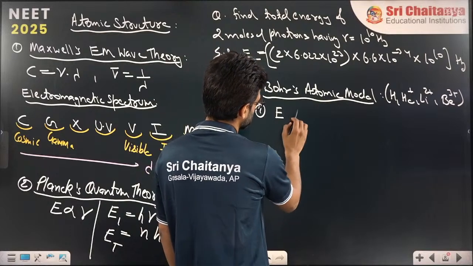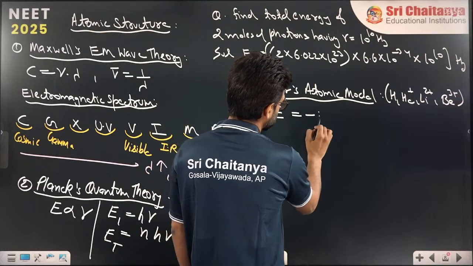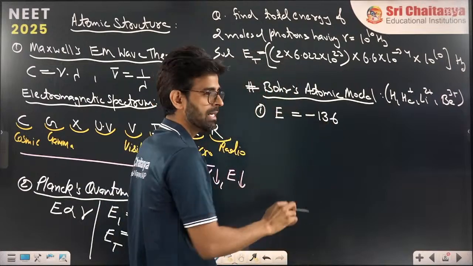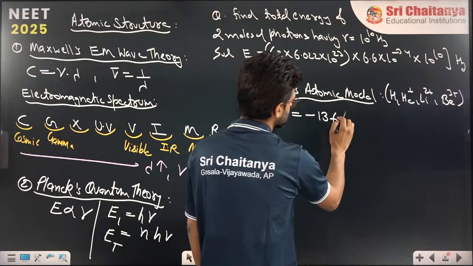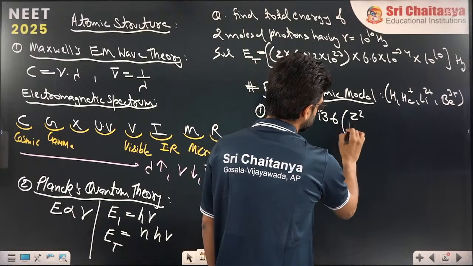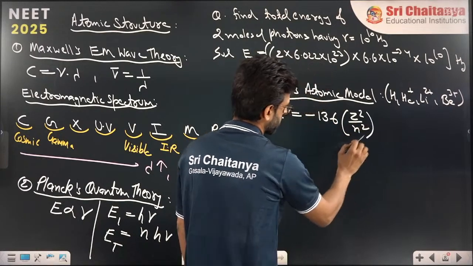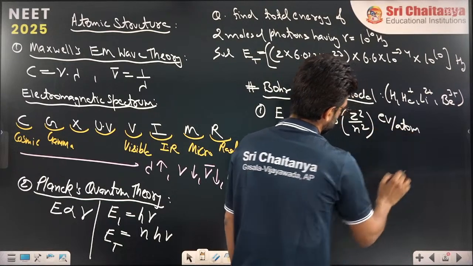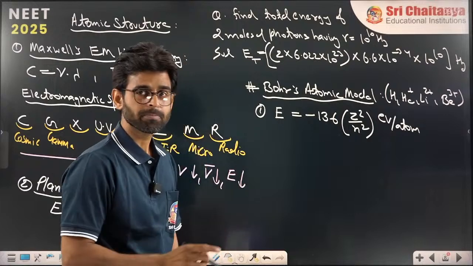If I want to find energy in a particular shell, in a particular atom, what is the formula? Minus 13.6 Z square by n square, in electron volt per atom, right? Electron volt per atom. Fine.